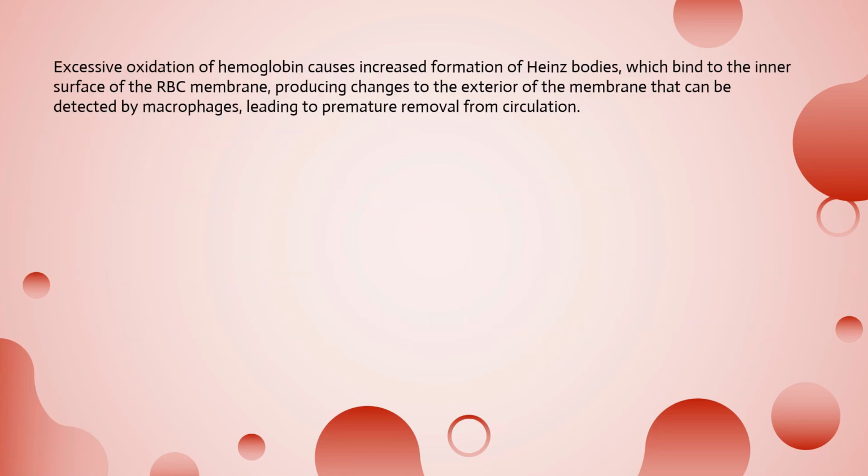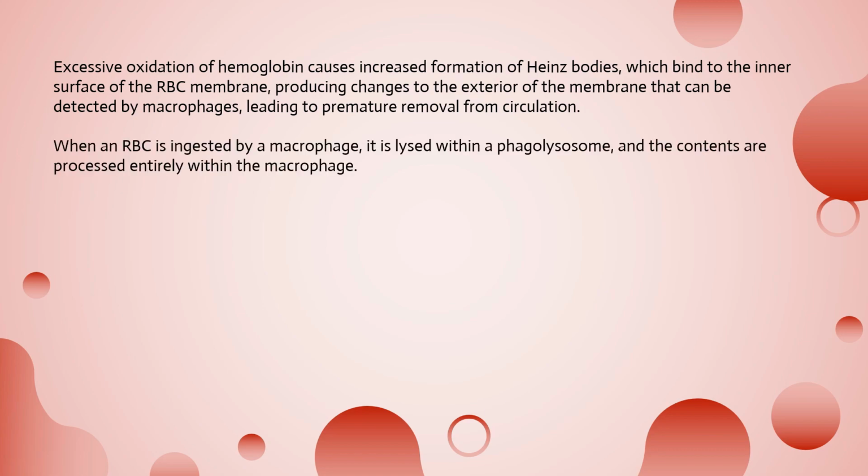Excessive oxidation of hemoglobin causes increased formation of Heinz bodies, which bind to the inner surface of the RBC membrane, producing changes to the exterior of the membrane that can be detected by macrophages, leading to premature removal from circulation.